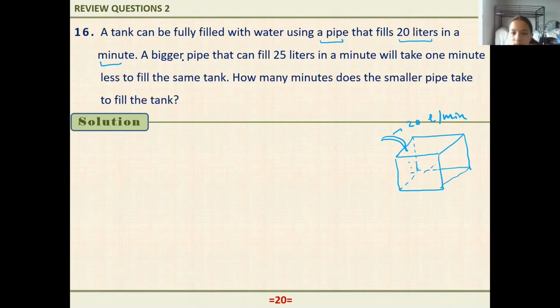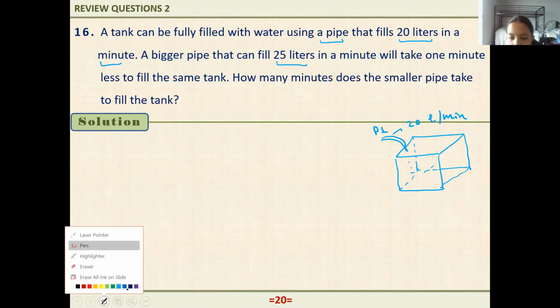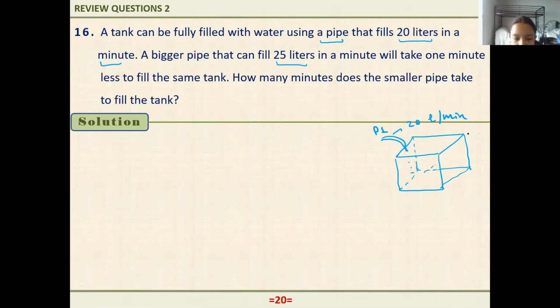All right, a bigger pipe that can fill 25 liters in a minute. So here we have, let's say, pipe 1, and we have another pipe here. Let me just use a different color here. We have another bigger pipe here. That is the bigger one. All right. So this bigger pipe, it says here 25 liters in a minute. So the rate of this pipe is 25 liters per minute. Okay.